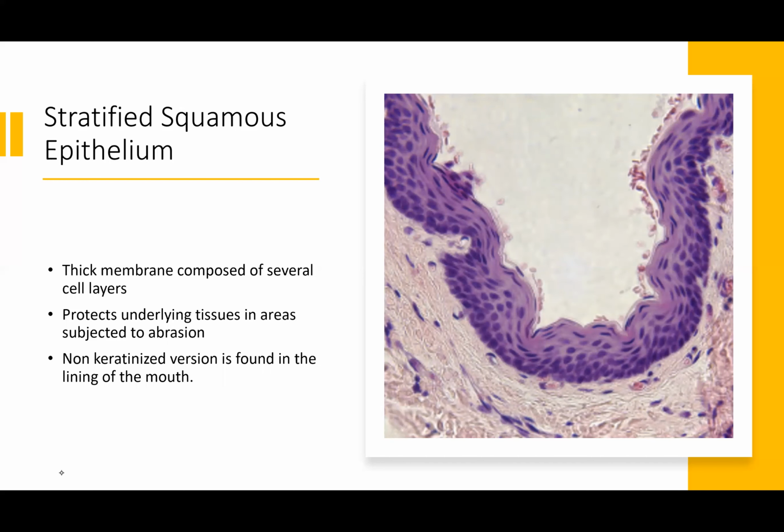stratified cuboidal and stratified columnar, they're never going to go beyond 2, 3, maybe 4 layers. So if you ever see more than 3 or 4, you should be assuming that it's stratified squamous. And the big function here is that it's going to protect underlying tissues in areas subjected to abrasion. An example of that would be that the non-keratinized version will be found in the lining of the mouth.